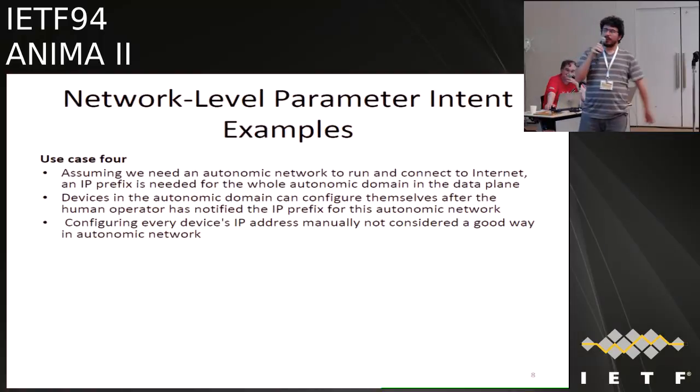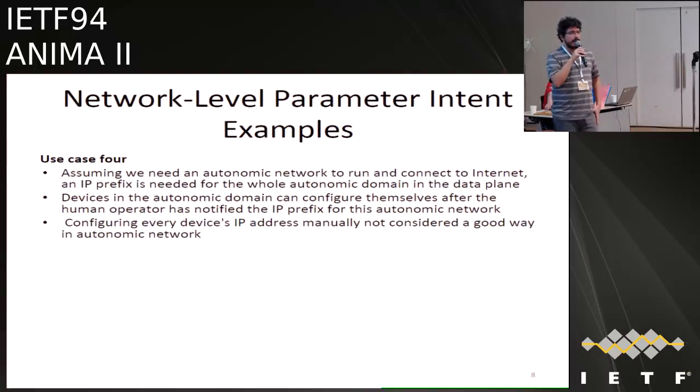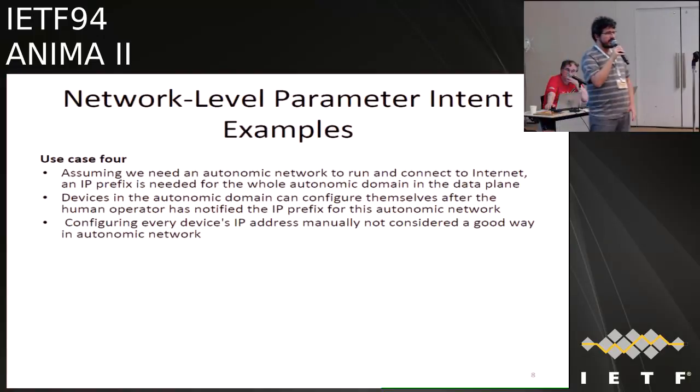So you can have an autonomic network and connect to internet. So you need an IP prefix for the whole autonomic domain in that area for this operator. So devices in this example can configure themselves after the human operator notifies the IP prefix for this domain. And in order to have the configuration for each device in the network, we need this information from the prefix to give the individual addresses.